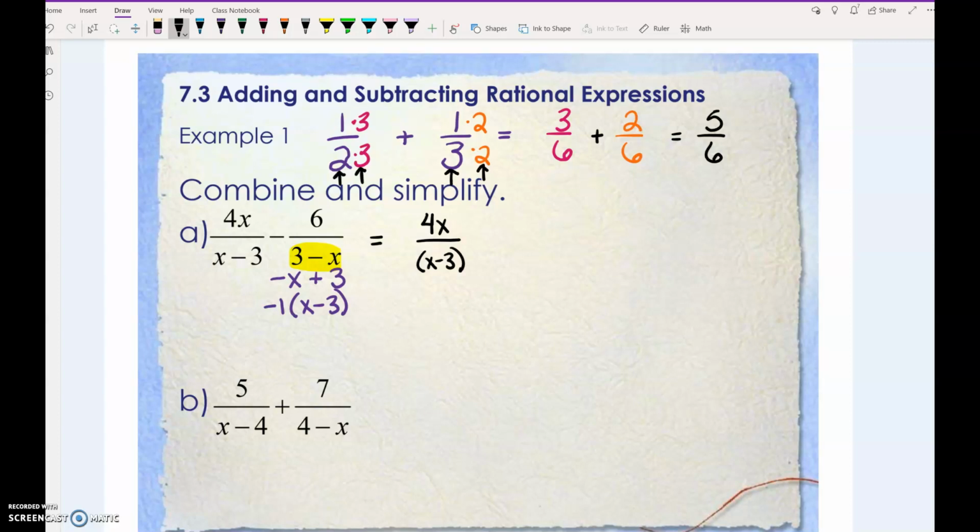The other thing that I don't really like about this problem is that it is subtraction. When you're subtracting fractions, it's really easy to lose a negative. So I want you to change it. Instead of subtracting, I want you to add the opposite. So you're going to stick that negative up in the numerator of the next term. So this is, I'm going to give myself some space, negative 6 over negative 1 times x minus 3.